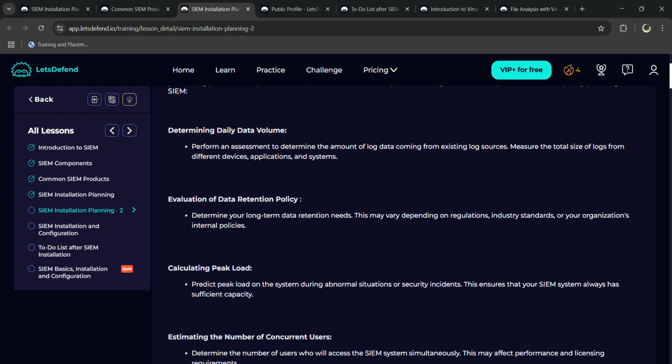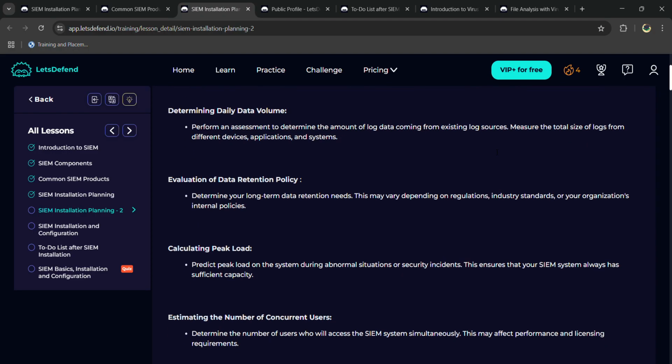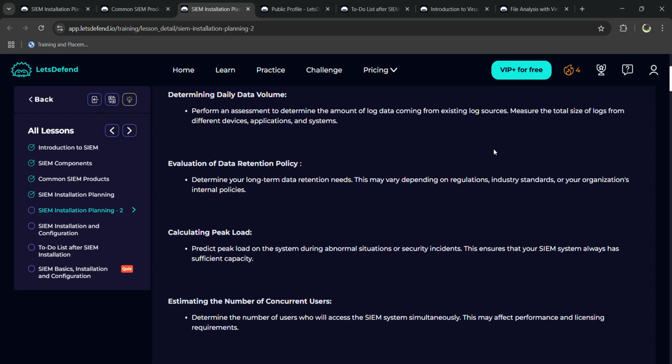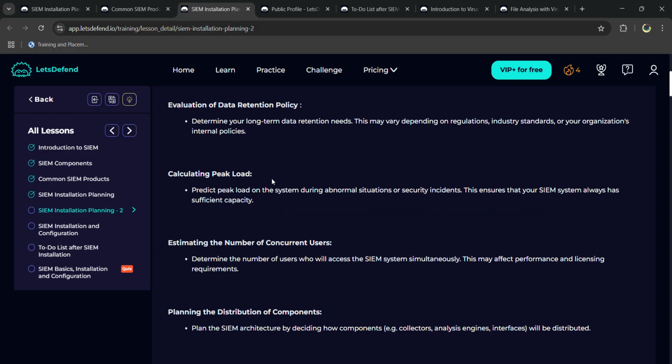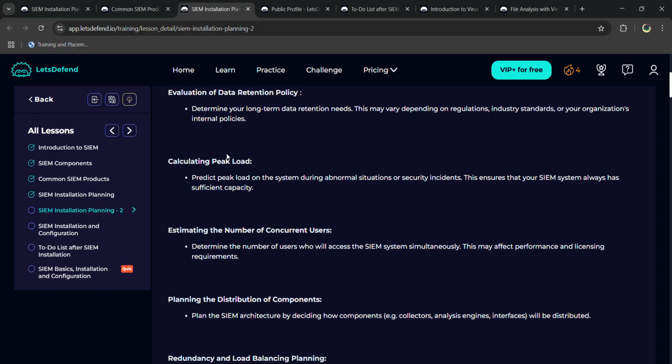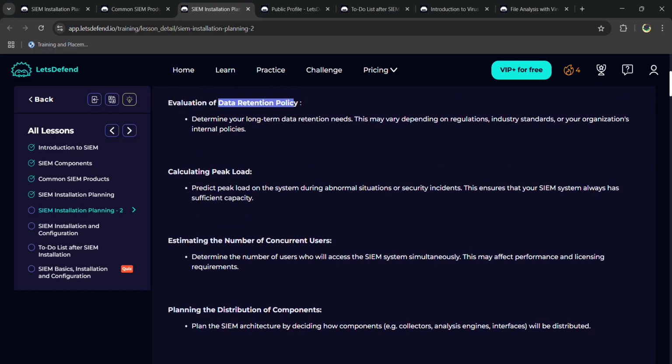So in order to plan capacity, we need to determine the daily data volume. So we need to perform an assessment to determine the amount of log data that comes from the existing log sources, that is the total size of logs from different devices, applications and systems. Next is evaluation of data retention policy. Determine your long-term data retention needs. This may vary depending on regulations, industry standards, or your organization's internal policy. So we need to evaluate data retention policy.